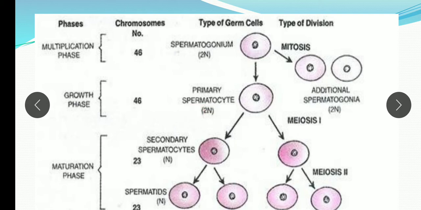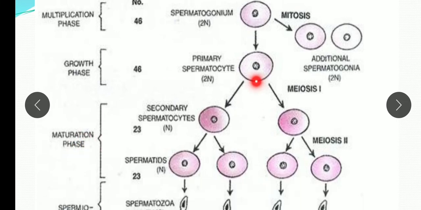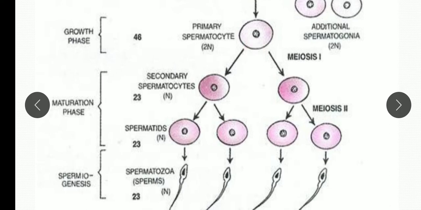This primary spermatocyte, after growth, enters into the maturation phase. This phase is characterized by meiosis. Each primary spermatocyte undergoes the first meiotic division, and it forms two equal haploid cells. This is the first meiosis. The primary spermatocyte undergoes first meiosis and forms two equal-sized secondary spermatocytes.